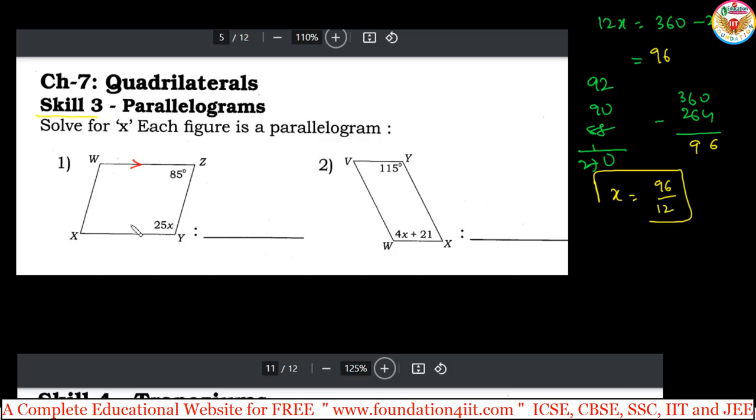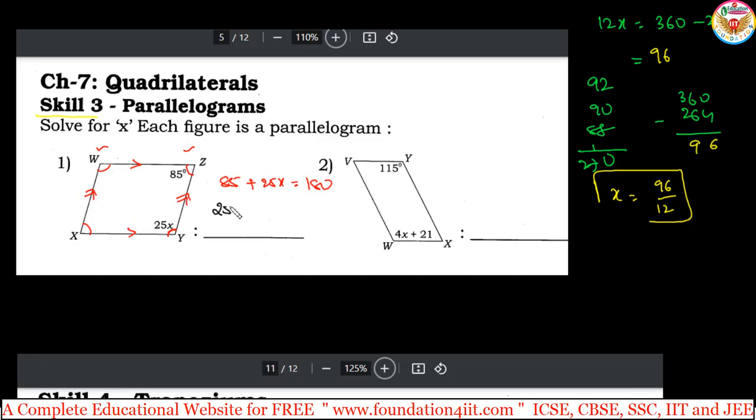In a parallelogram, opposite sides are equal, right? The sum of adjacent angles is equal to 180 degrees. So angle Z plus angle Y is equal to 180. The sum of two adjacent angles is 180 in a parallelogram. So 85 plus 25x is equal to 180. Even angle W plus angle X is 180, and angle W plus angle Z is 180. Adjacent means side by side angles like XY, YZ, ZW. Opposite angles are equal, adjacent angles sum to 180. You can apply this property.